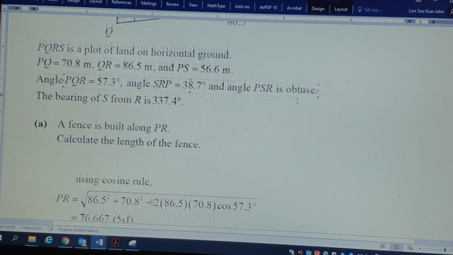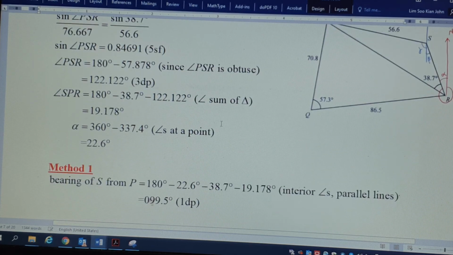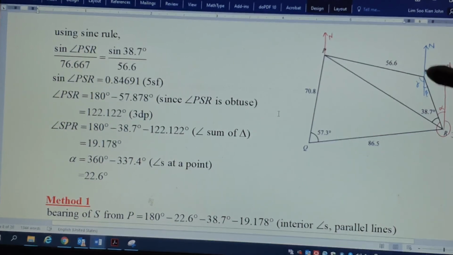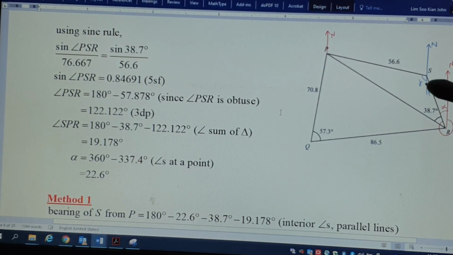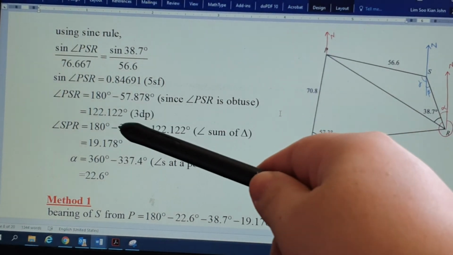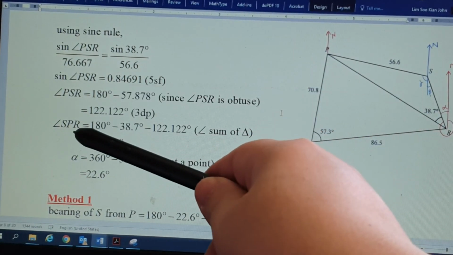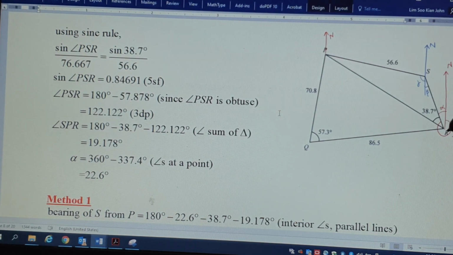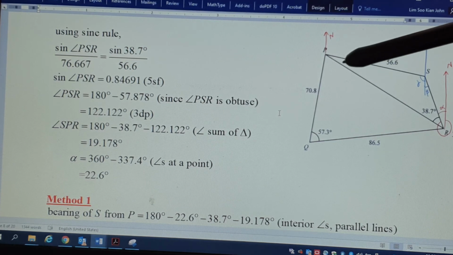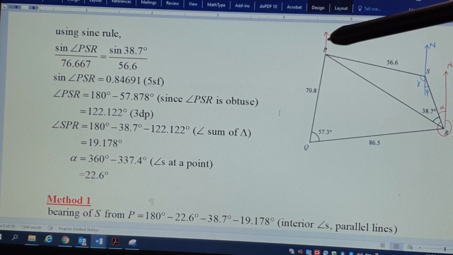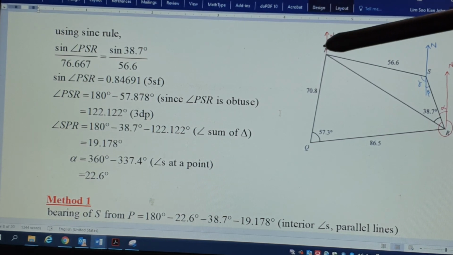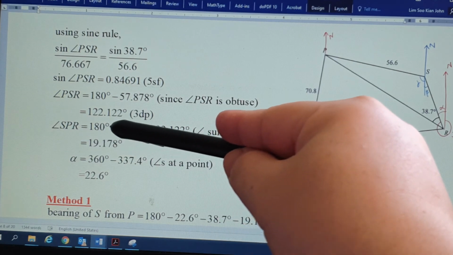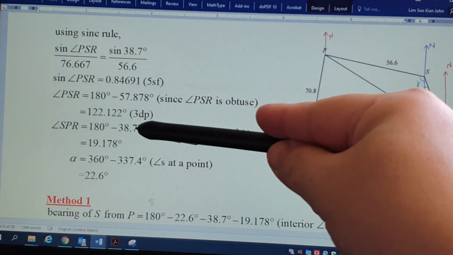So, what you need is to write very carefully here that PSR is 100 plus. It cannot be 50 plus. Such a big angle, correct? Then, after that, in order to find SPR, right? You know where's SPR? SPR here. You want to find this angle. Why do you want to find this angle? Because later I show you, because you find this one first. SPR, right? You use angle sum of triangle, you will get this.